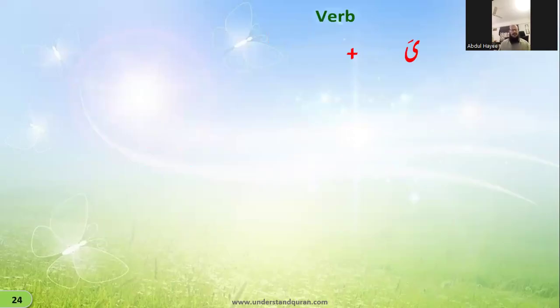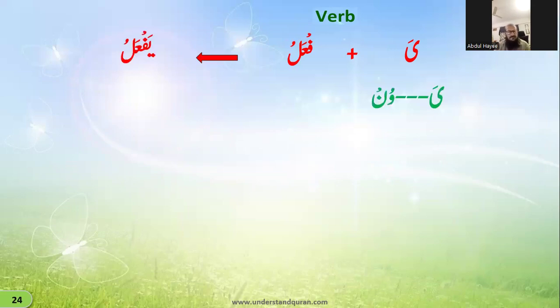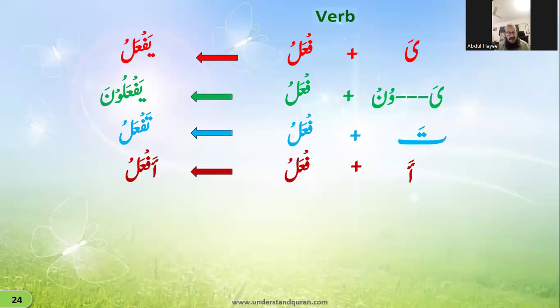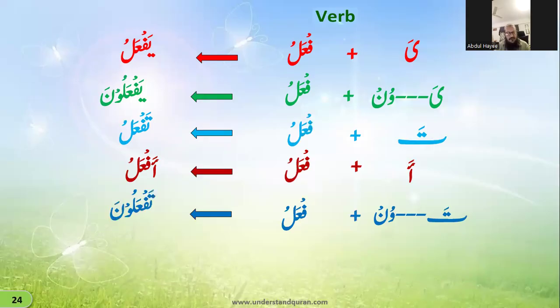Now, there are some verbs to make the mudare. Ya, fa, and lam is the verb. Attach ya, it becomes yafalu, mudare. If you want to make plural, with ya you add waw nun at the end. It becomes yafaluna, mudare plural. If you add ta, fa and lam, it becomes tafalu, mudare. What will be the hamza? Afalu, mudare. The plural of ta is ta with waw nun, tafaluna. Nun, nafal. So this is the mudare.